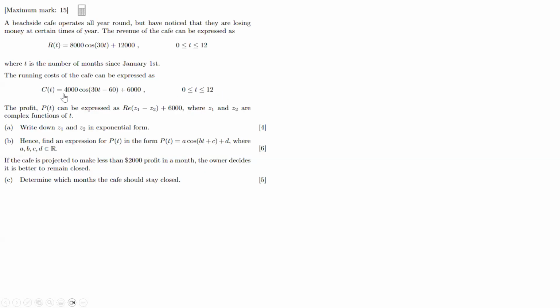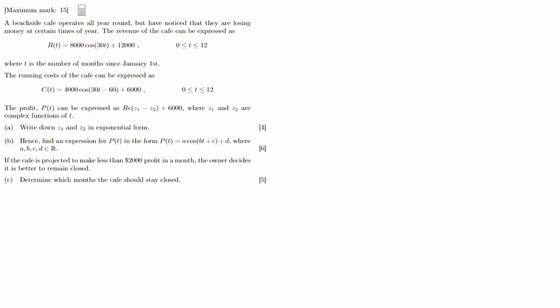So we have a cost function, which is sinusoidal, and a revenue function, which is sinusoidal. What they've said next, however, is the important part. The profit of the cafe, P of t, can be expressed as the real part of Z1 minus Z2 plus 6,000, where Z1 and Z2 are complex functions of t, complex time functions. So we've been guided here to having to use complex numbers to answer this question.